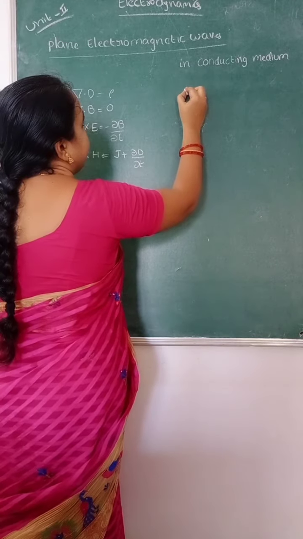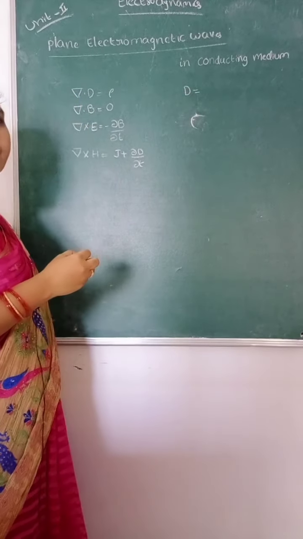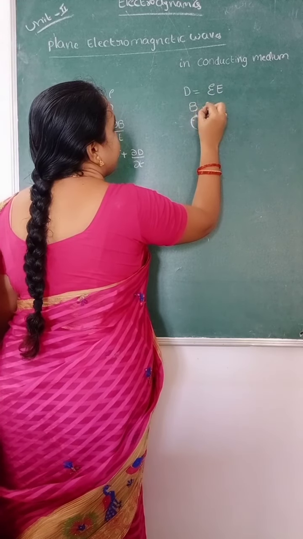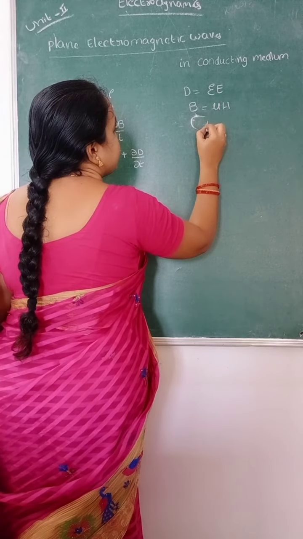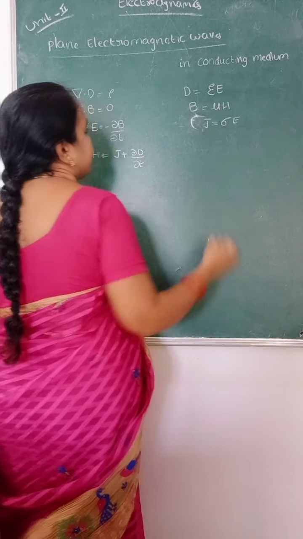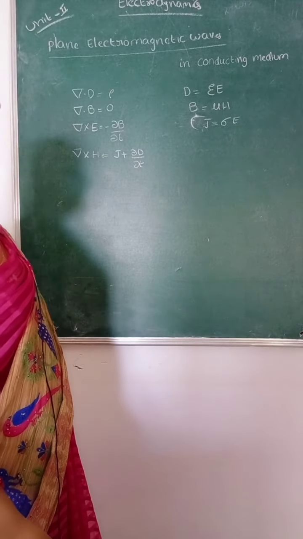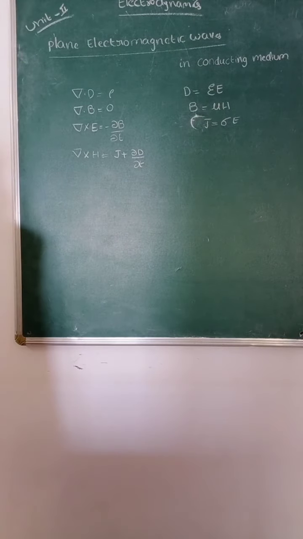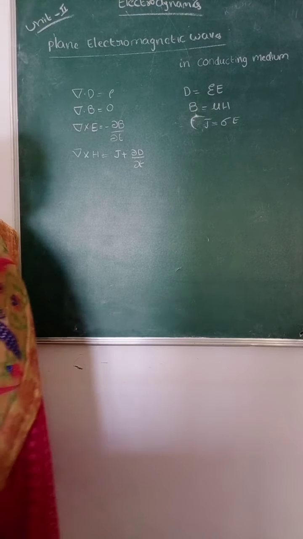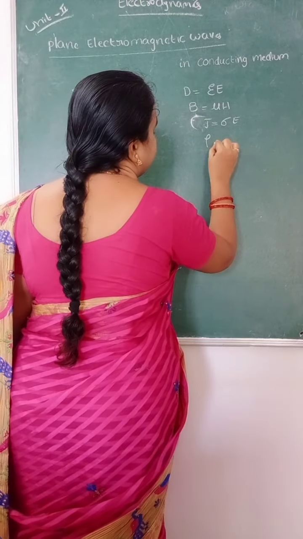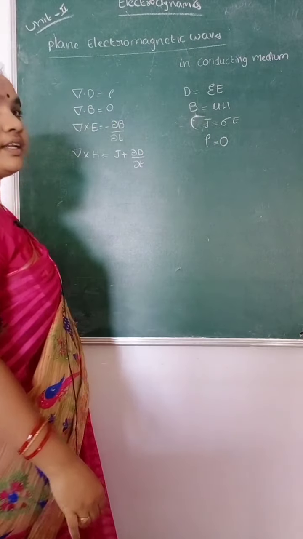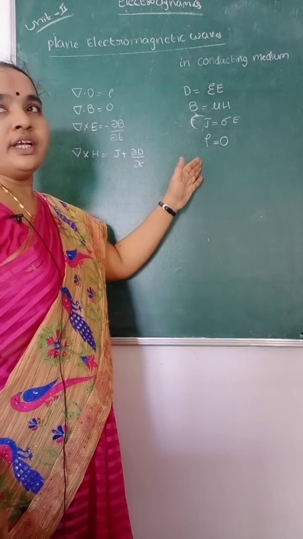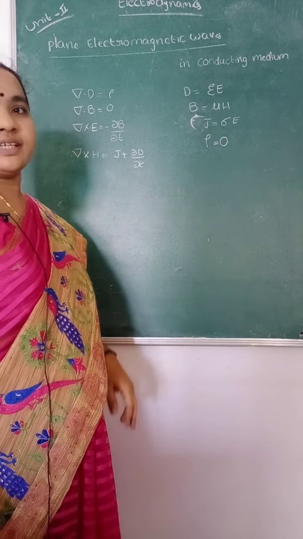In conducting media, the displacement vector is written as D is equal to epsilon E, B is equal to mu H, J is equal to sigma E. Since in a conducting media there is some conductivity, J is equal to sigma E. And assume that there is no charge density for this conducting media. So these are the parameters that we need to include in the four Maxwell's equations.